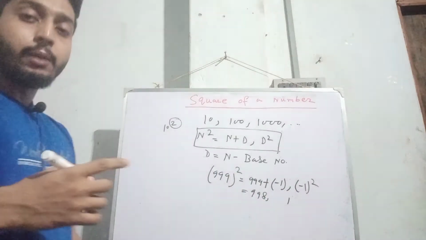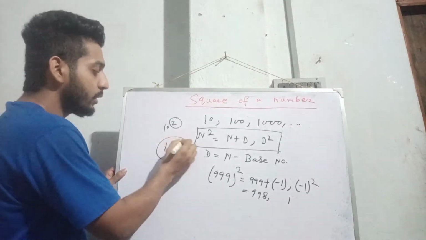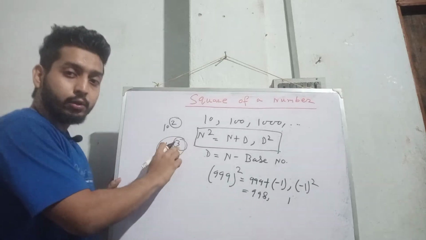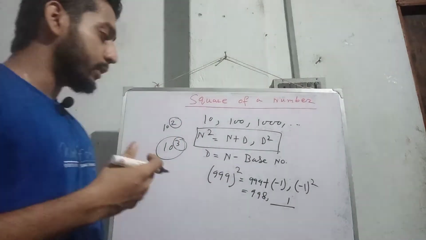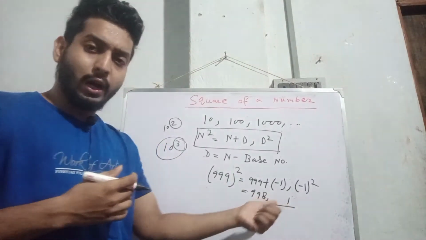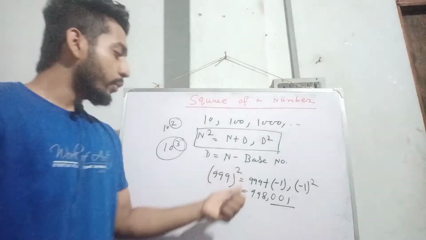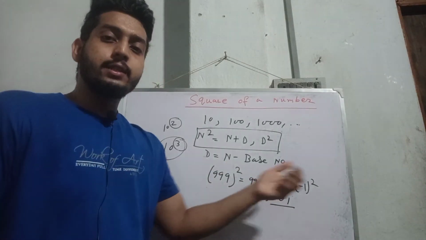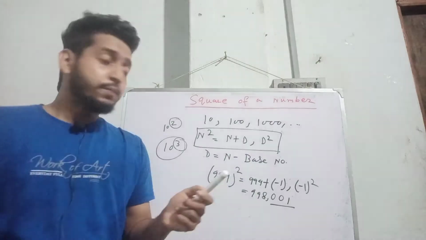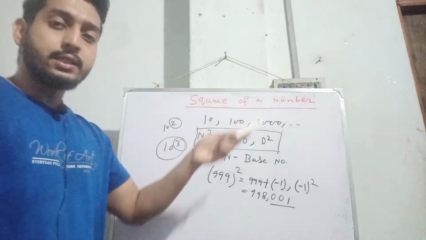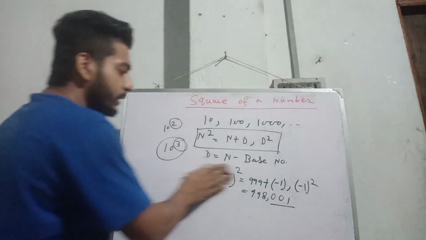Now here the base number is 1000. 1000 is 10 cube, so the value is 3. We have to fill 3 digits there. There is only 1 digit, that is 1, so we have to fill 2 zeros here. So 999 square will be 998,001. This is the easiest way to find the square of a number which is nearest to the base number. Similarly, we can find this for any number which is nearest to the base number.